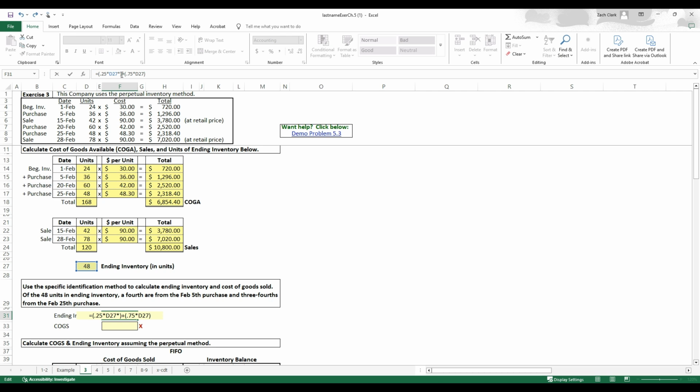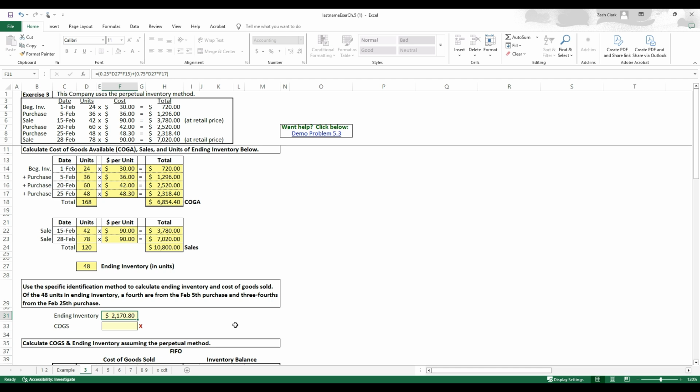And then we're going to add in the cost from those specific units. So the first group was from the February 5th purchase, so at $36, and we just link up to that. Then 3/4 are from the February 25th transaction, so we'll link into there. So we're saying 1/4 of the total 48 ending units, 1/4 is 0.25, are at $36, and then 3/4 of the 48 total is at $48.30.